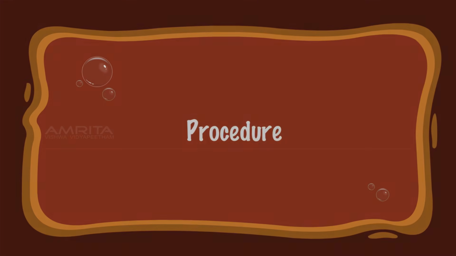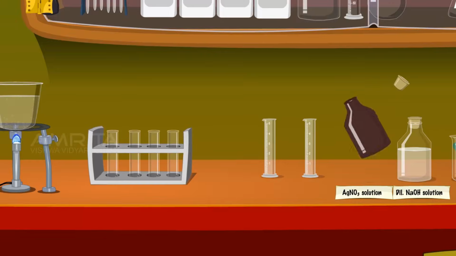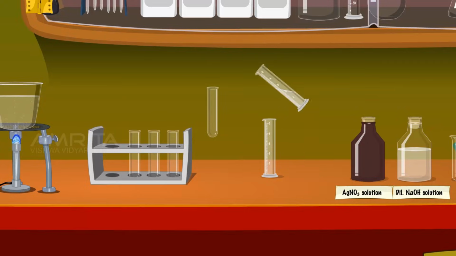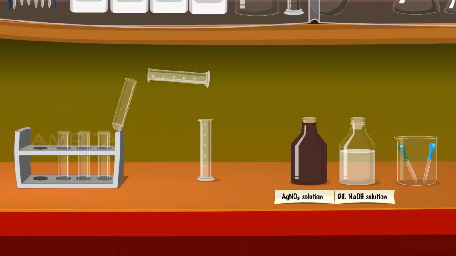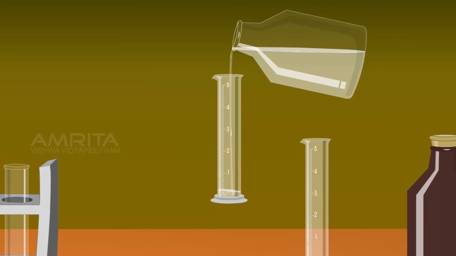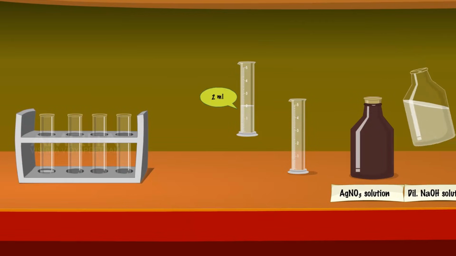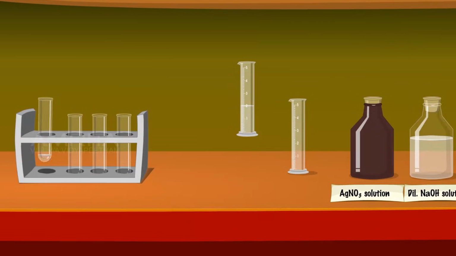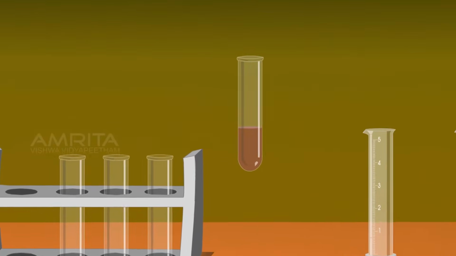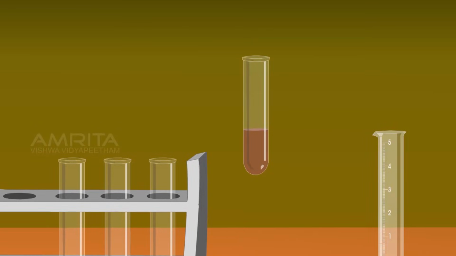Tollens test. Procedure. Take 1 ml of silver nitrate solution. Pour it into a clean test tube. Take another measuring cylinder. Take 2 ml of dilute NaOH solution in it. Pour it into the same test tube. Silver nitrate reacts with sodium hydroxide to form brown precipitate of silver oxide.